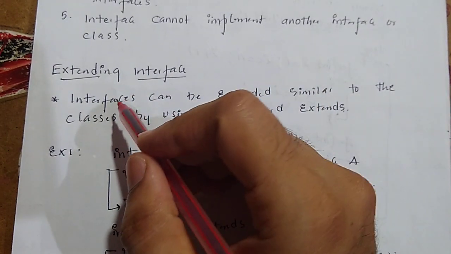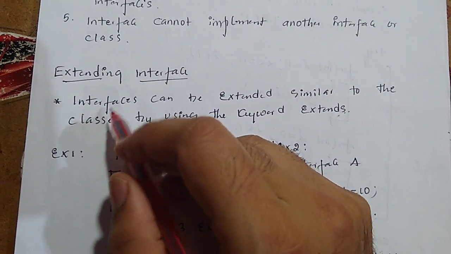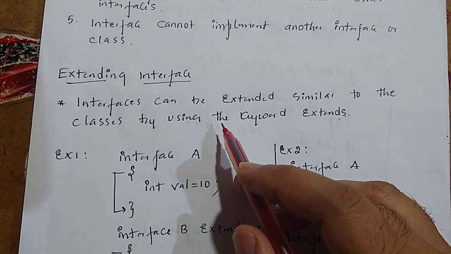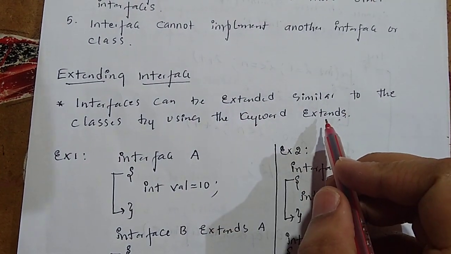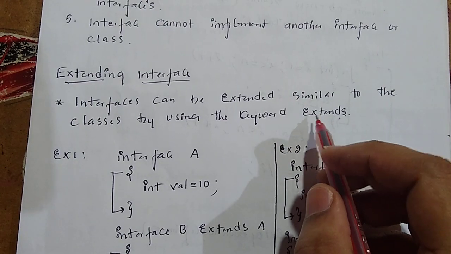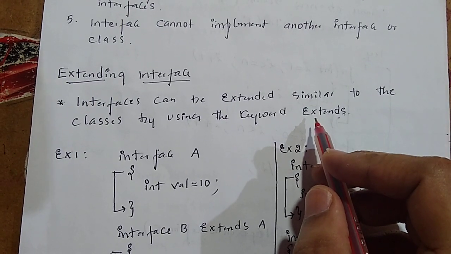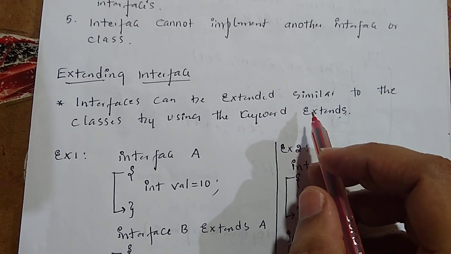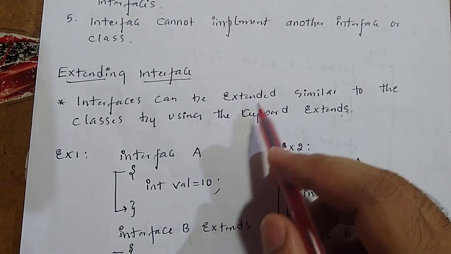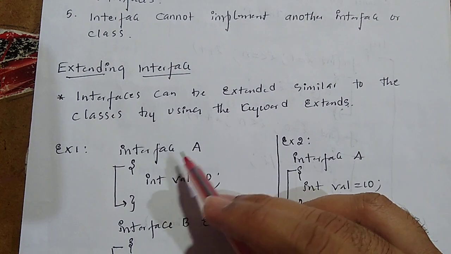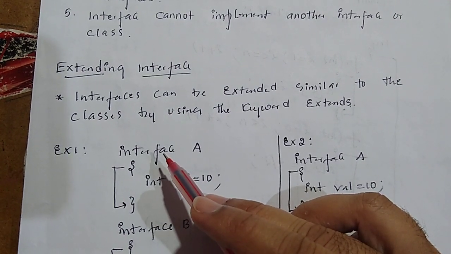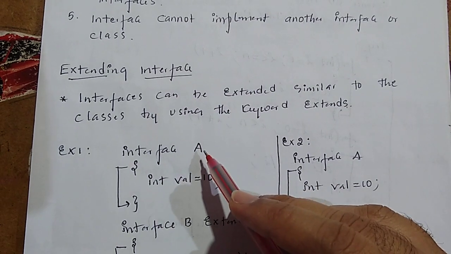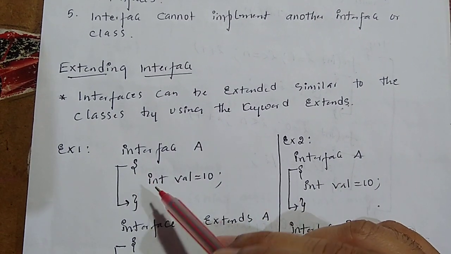The next concept is extending an interface. An interface can be extended similar to classes by using the keyword extends. So just like a class, we can use the property called inheritance by using the keyword extends. For that I have taken an example. Just like a class where we use the keyword class, here we are using interface, then an interface name, within which there is one variable.